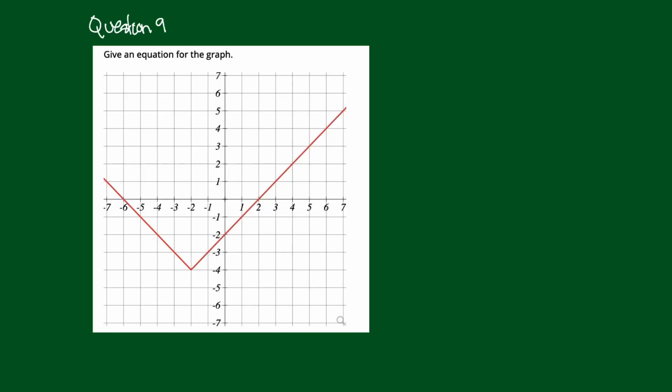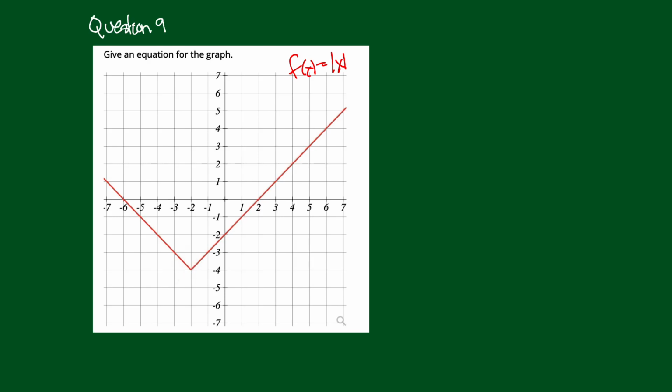Question 9 says, give an equation for this graph. Now this is a V shape, right? There's only one graph I know that has that V shape, and that is this one, f of x is equal to the absolute value of x. That's the basic function. That's going to be the V that comes out of the origin here. But this one has been what? Look at this vertex down here.